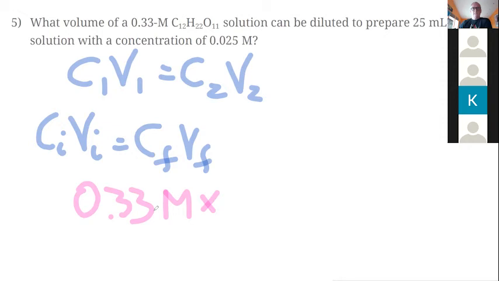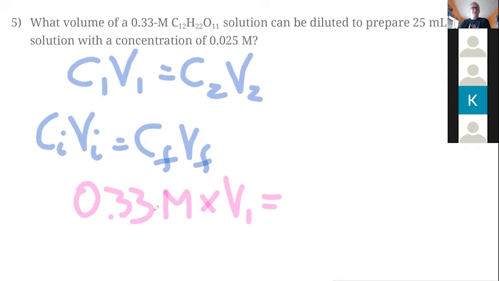Wait, are we trying to find the volume of the first one or the second one? First one. Oh, so that would be V1. Yeah, we don't know what it is, right? We're trying to figure it out, so we just leave it as V1. That's unknown. But that's going to equal the concentration of the second solution times the volume of the second solution.